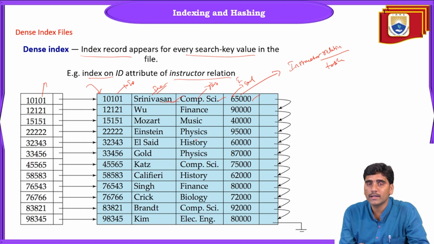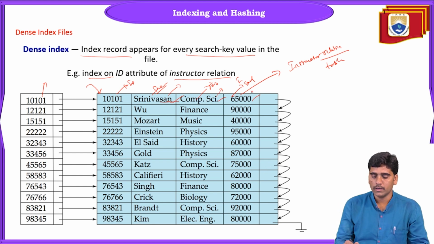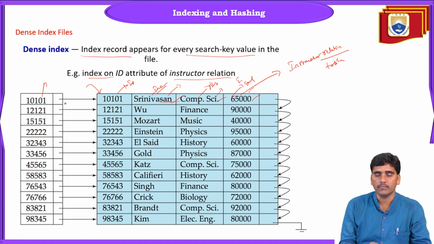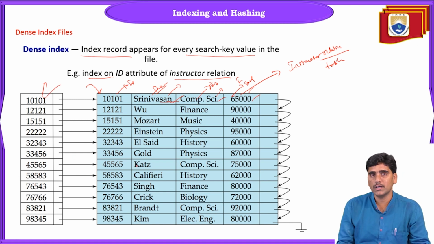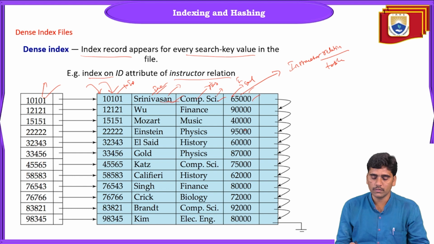Index 10101 contains the information. What does it contain actually? It contains the instructor name Srinivasan, the instructor subject computer science engineering, and the instructor salary 65,000. In the same way, each and every record will be taken as an index. So 10101 is an index for this record, and then 12121. Here the ID acts as an index, and based on these IDs only we are going to retrieve all this information. So 101 indicates the next ID.